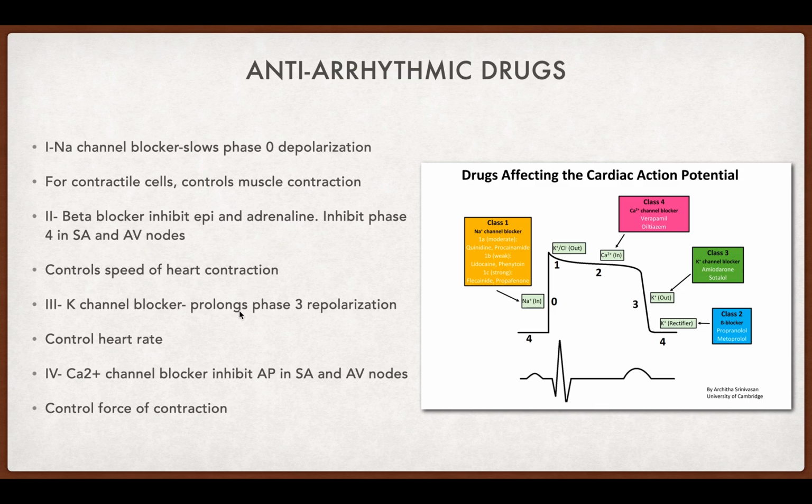Class 3 is going to be the potassium channel blockers, and that will prolong the repolarization phase, and that will also control the heart rate. And then class 4 is going to be your calcium channel blocker, and that inhibits the action potential in the SA and AV nodes, by purely controlling the force of contraction and not allowing the calcium, sorry, I was thinking there, the calcium to exit. So of course, if there's no calcium, there's less contraction.